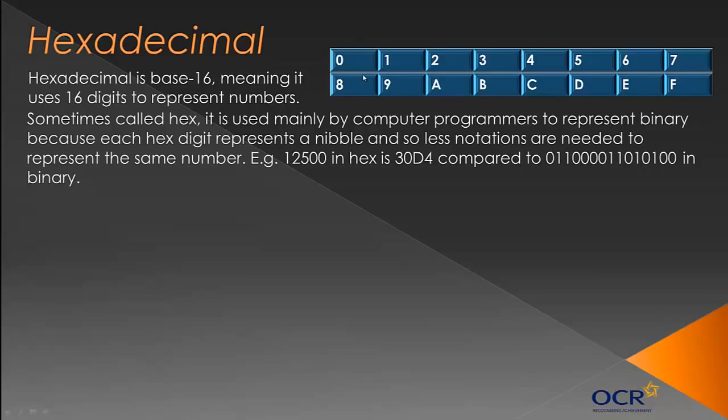And sometimes we call it hex. We shorten hexadecimal to hex because it's easier to say and easier to write. It's mainly used by computer programmers to represent binary numbers, because each hex digit represents a nibble. So one hex digit equals 4 binary bits, and so fewer digits are needed to represent the same number. Essentially, it's computer programmers being a bit lazy, and it shortens huge numbers. So this huge binary number, which is equal to 12,500, is far shorter in hex, and this gets exponential. As the binary gets longer and longer, the hex gets only slightly longer. So it really does help programmers. Essentially, it's used to shorten things.